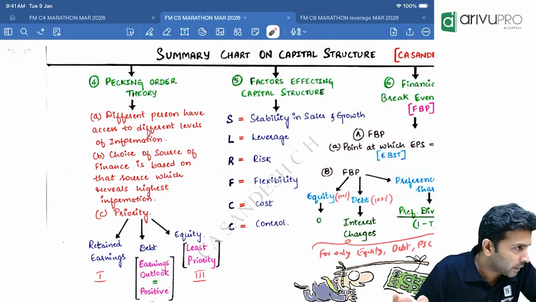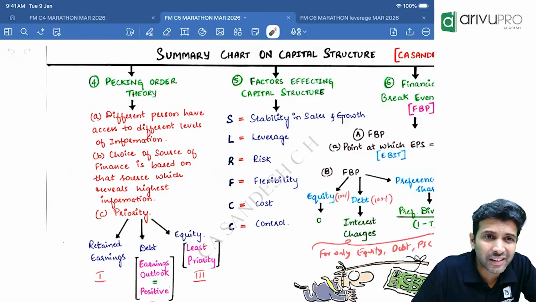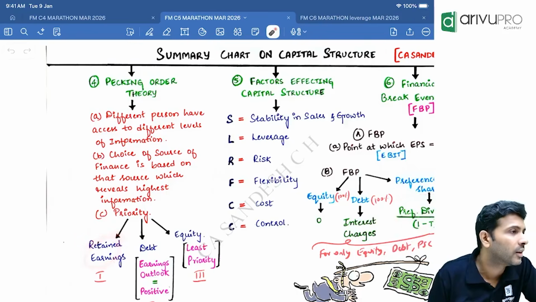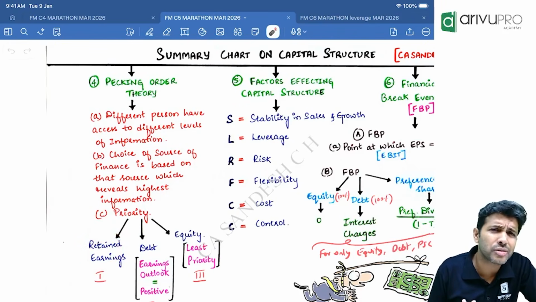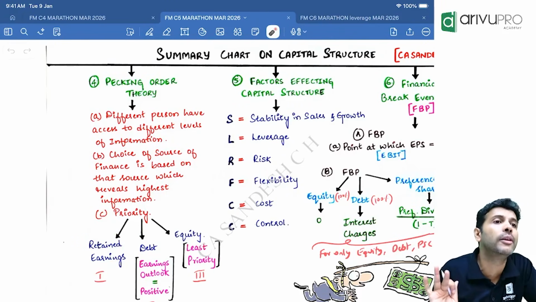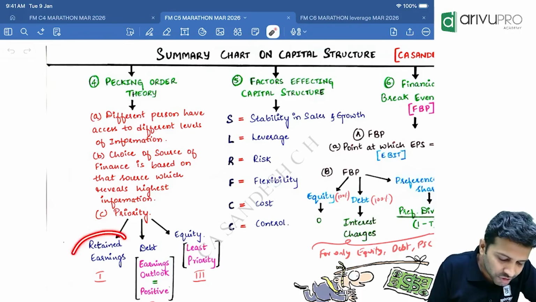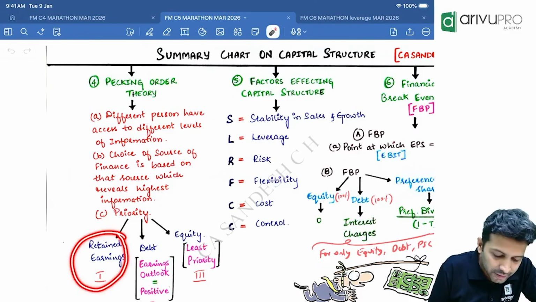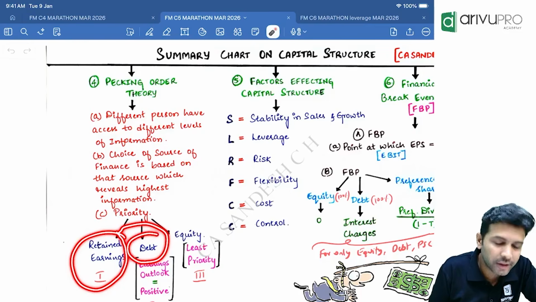Whatever profit you have made in the current year, from that you reduce all the dividend. Whatever remains, we call it retained earnings. Any more information you need to know about retained earnings, or do you know full information? So which source is giving you maximum information? Retained earnings. Hence, first priority to that. What is the next priority? Debt. Last priority? Equity.